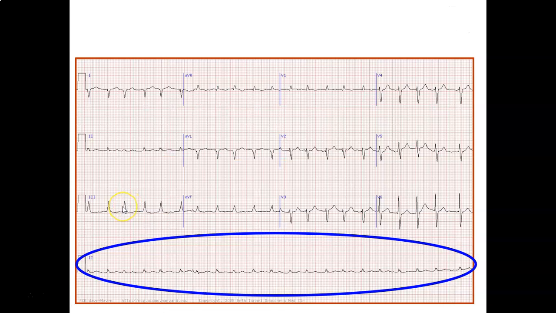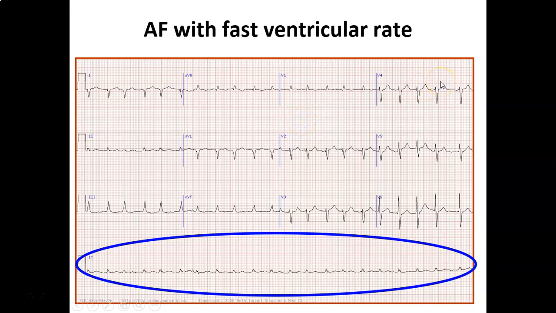Look at this rhythm strip. The ventricular rate looks fast, more than 100. It's irregular. It's hard to find the P waves, and QRS complexes are narrow. So this is atrial fibrillation, but as the heart rate is more than 100, it's called atrial fibrillation with fast ventricular rate.